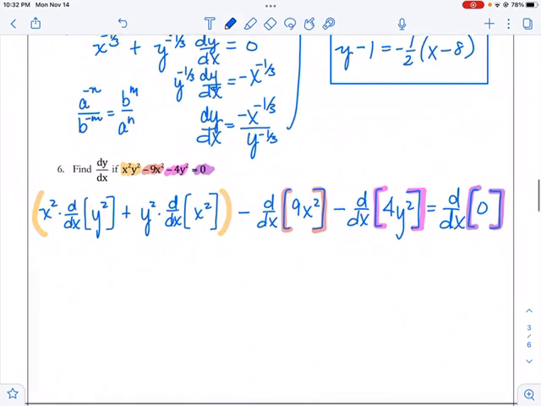Okay, let's try another one. So we're taking the derivative, and we've got to watch it because we have to use the product rule with this. You notice how I've color-coded it here. I laid it out already. So the first factor of that product rule is x squared.